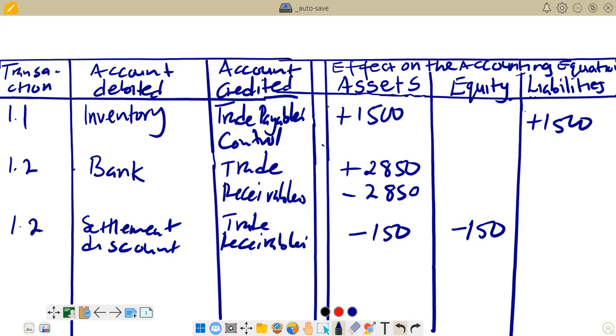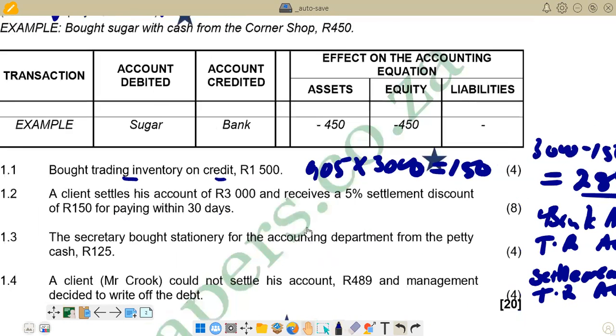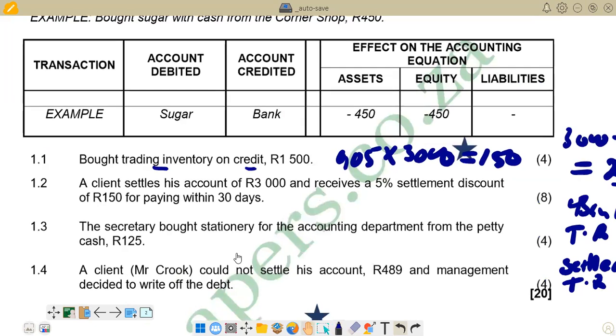Then we move on to the next one and try to see what we have on 1.3. Right, 1.3 is saying the secretary bought stationery for the accounting department from the petty cash, and it was for 125 rands.